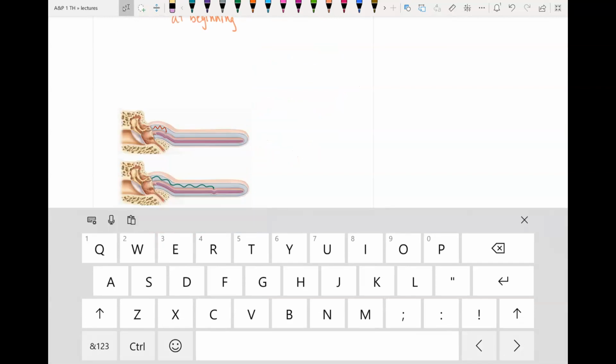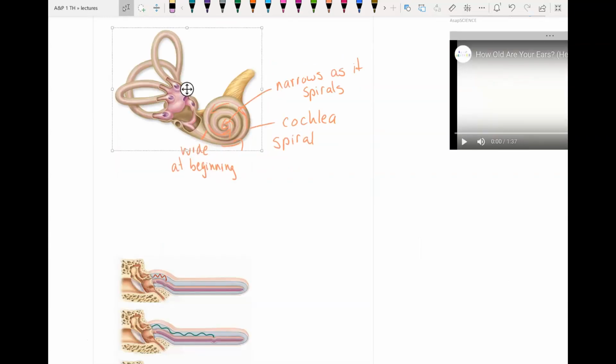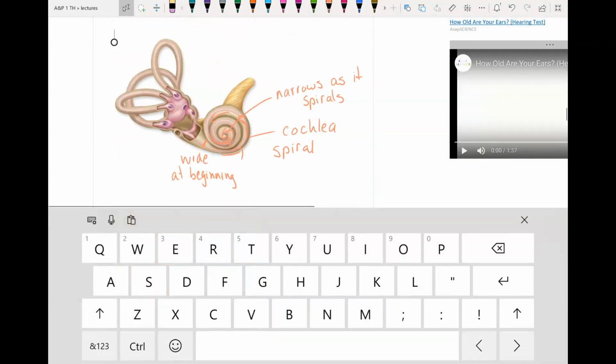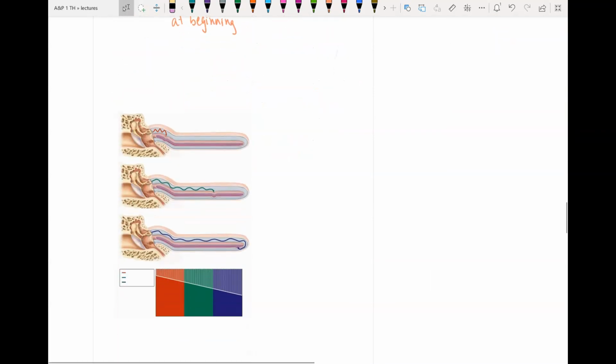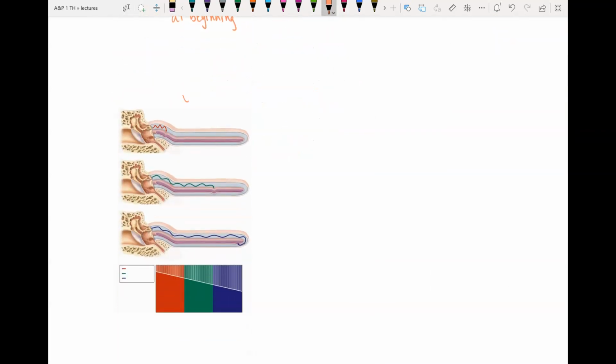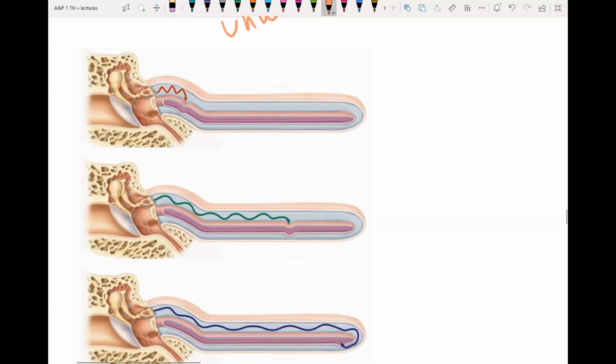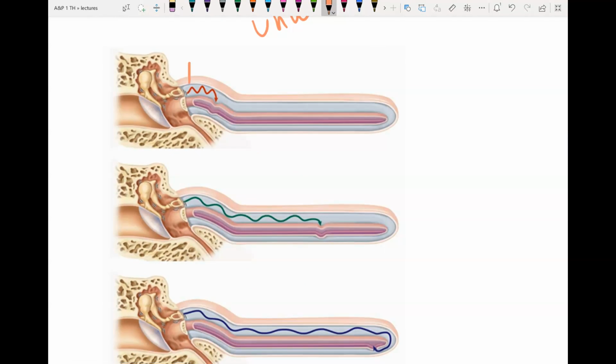Here's a view of the cochlea, but this time it is unwound. So here's an unwound cochlea. Now remember, this is not what it actually looks like. This is just so we can see what's going on in there. It gets more narrow as you go toward the tip. So here at the start, it's going to be wide, and when you get to the end, it's going to be narrow.